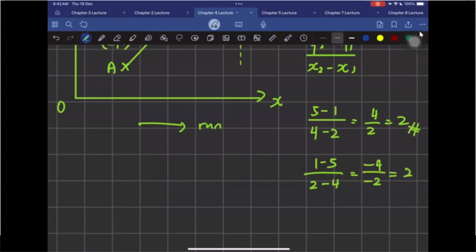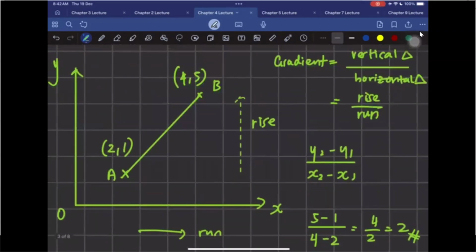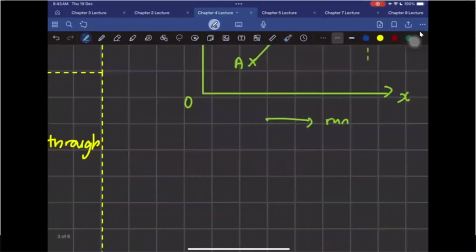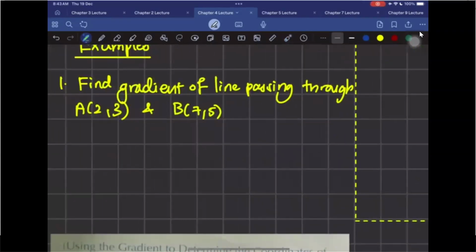So it doesn't matter which one you appoint to be y2 and which one you appoint to be y1. Just make sure that if you let this be x2 comma y2, then this one should be x1 comma y1. You cannot have x1 here and then y1 here, okay? That will contradict. So just make sure you're consistent. Okay, so I believe that should be simple. Can you guys pause the video here and try out this question? I will go through in a bit.